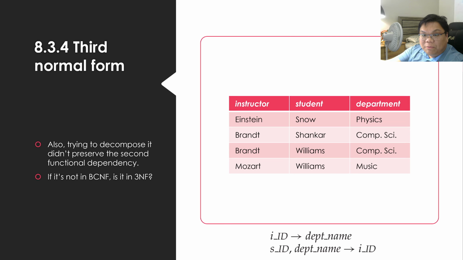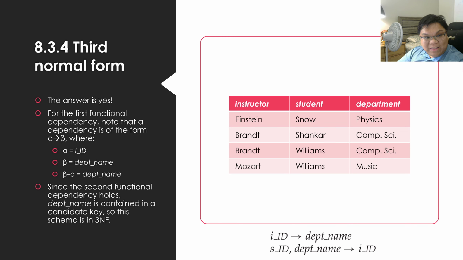If Boyce-Codd normal form was too strong, let's go back and try another weaker normal form. If it's not in Boyce-Codd normal form, and we can't decompose it, is it at least in third normal form? The answer is yes.